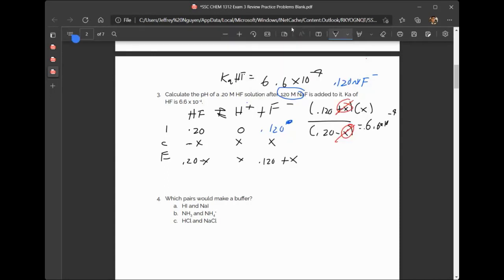So solving x, I get 0.0011 for H plus. Don't forget to check your 5% rule, and I'll go ahead and tell you all that it works for this problem, so don't worry about that. So to find pH, you've got to do negative log of that number. You get 2.96. Okay, cool. So any questions on this?